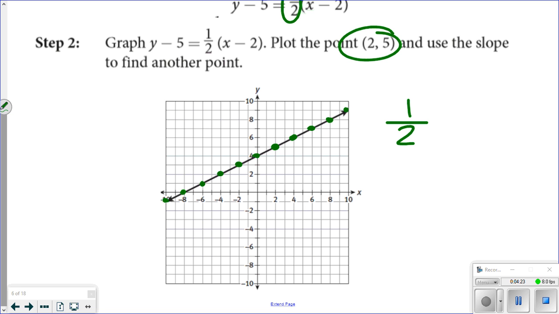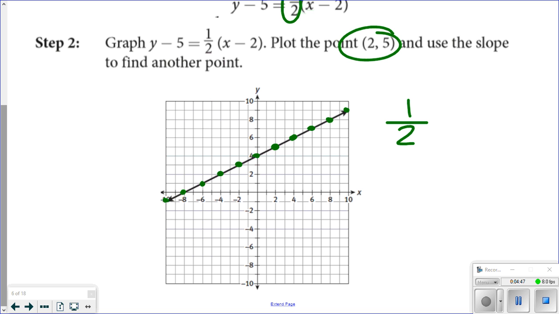And then what we would do is you would take a ruler or a straight edge, and you would connect these, and the book has already done that for you with that black line. Okay, so when you're plotting, you're going to plot the point given, and then you would use the slope to plot as many points as you can to cover the entire graph.